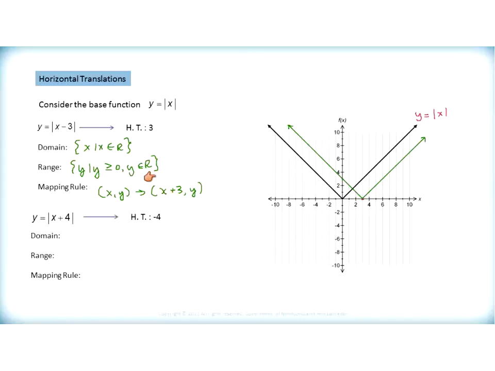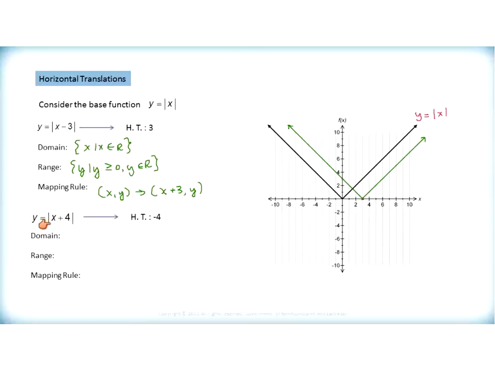I normally get my mapping rule from the equation. I always take the opposite of what I see in here, and that's what goes in my mapping rule. x plus 3, because I see an x minus 3 here. But again, it represents a horizontal translation of 3 units to the right. Let's have a look at another horizontal translation.